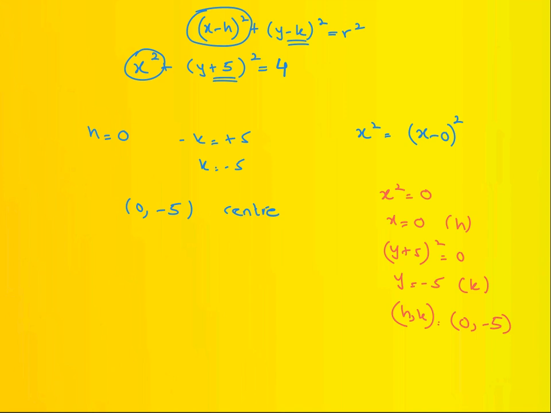Finding the radius is very easy. Just don't forget about the square. 4 here is actually equal to r squared. Not just r, but r squared. So if r squared is 4, r is just 2. So that's the radius.